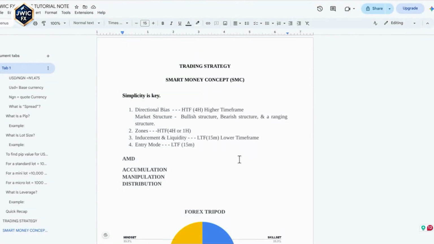Today we're going to the last phase of the smart money concept strategy, and that's the entry move. This is one of the most important parts. After analyzing everything you need to do, the main thing is: how do I get into the market? After you've got the market structure, you've spotted the zones, you've spotted liquidity and inducement, how do you enter? Okay, so now let's go to the chart.